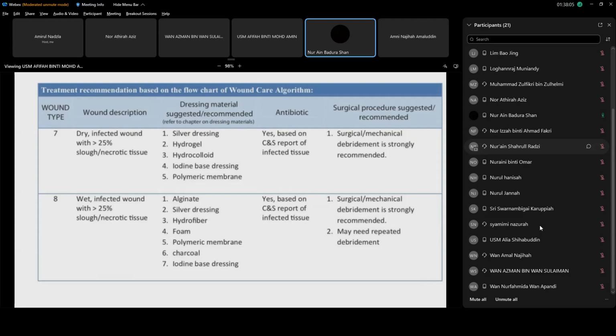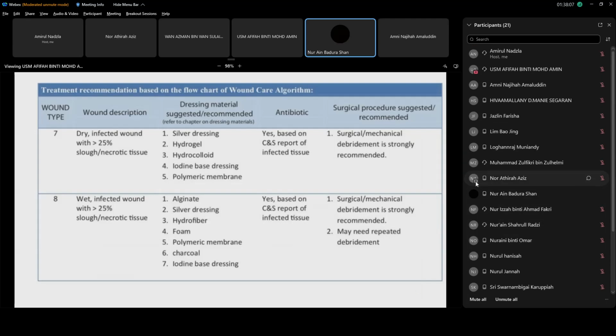Next, for the seventh type, it is dry infected wound with slough. Similar, need to use hydrogel or hydrocolloid, need antibiotics, and need surgical debridement. Lastly is wet infected wound with slough. For this one, we use hydrofiber or foam, need antibiotics, and need surgical debridement. I think that is all from us.